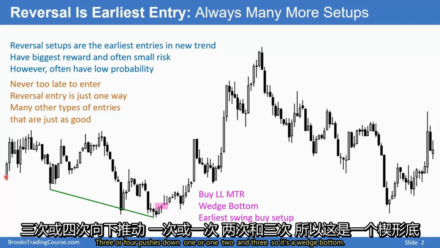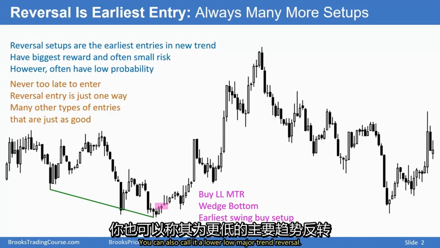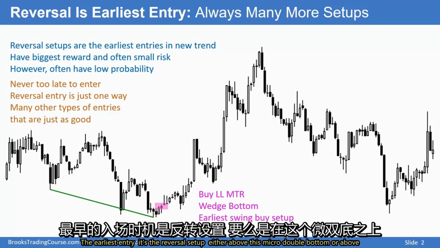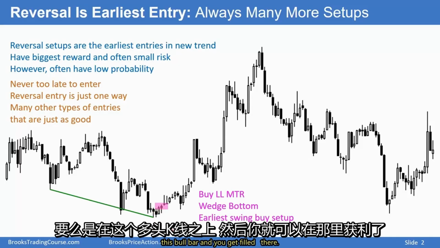3 or 4 pushes down, 1, 2, and 3. So it's a wedge bottom. You can also call it a lower low major trend reversal. You got a bear trend, a bull breakout, a lower low. The earliest entry, it's the reversal setup, either above this micro double bottom or above this bull bar, and you get filled right there.